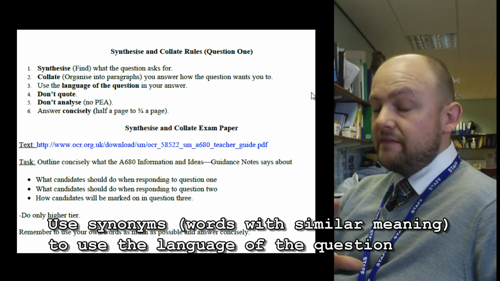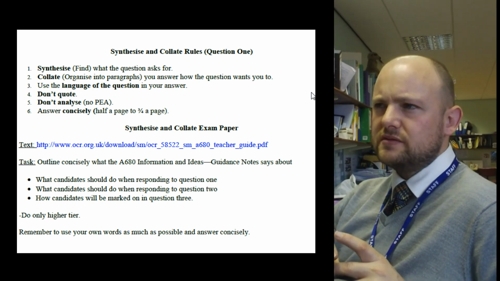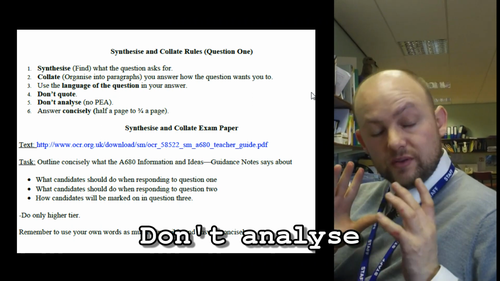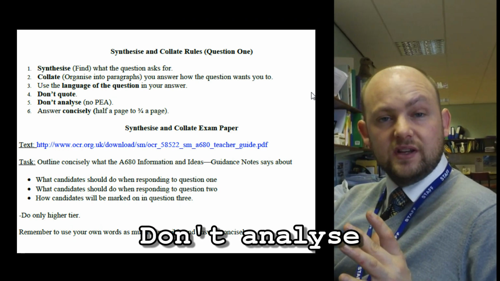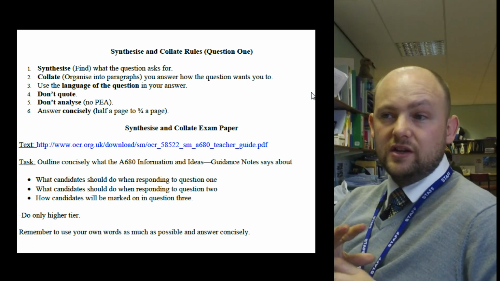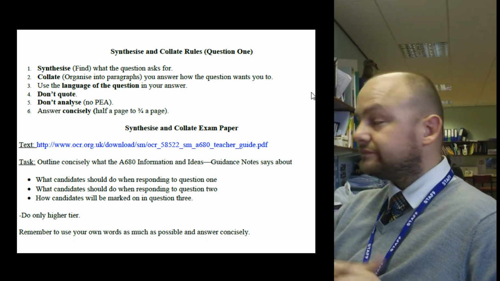Okay, rule number 5 is basically you want to not analyze. And this is quite tough for some students. I don't know why, but it's probably because you do a lot of analysis on your other papers. So this one, no evidence analysis, no quoting, no analysis of techniques. Just interpret what it said.